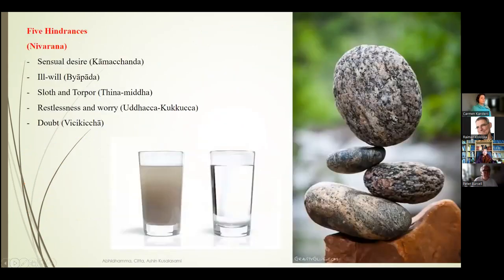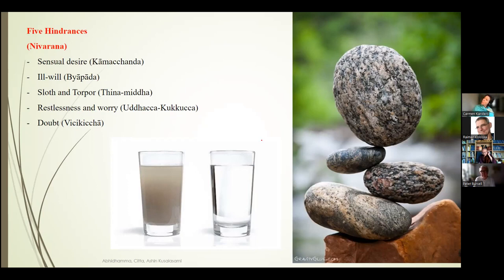And let me talk a little bit about that. So the five hindrances you need to know are the nivarana. Yeah, nivarana is the hindrances: sensual desire, kamacchanda; ill will, vyapada; sloth and torpor, thinamiddha; restlessness and worry, uddhacca-kukkucca; doubt, vicikiccha.